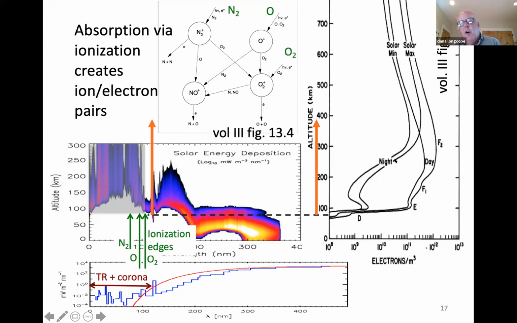I always get called out if I say none, because there are other ways other than photons of ionizing, for instance, the particles that are precipitating down. But the elements are recombining during the day, during the night, and therefore the density is going down.